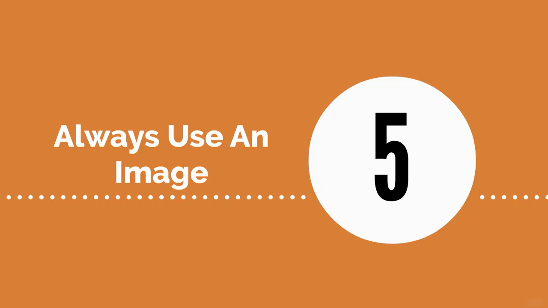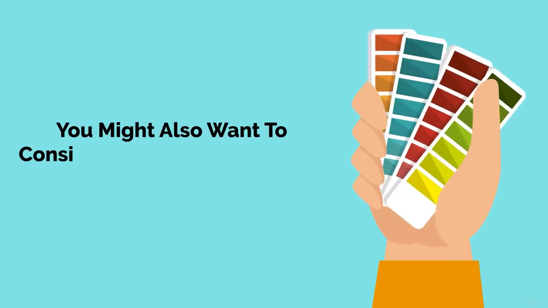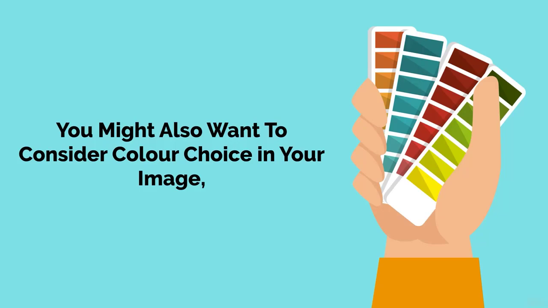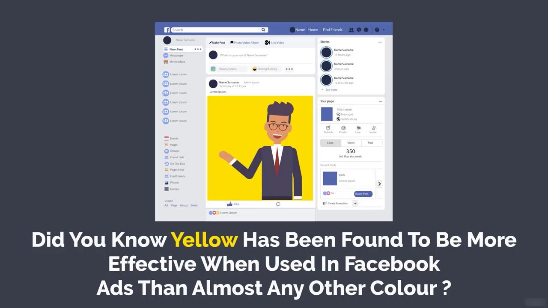5. Always use an image in your posts. Research has proven this increases your engagement rate by over 100%. You might also want to consider color choice in your image. Did you know yellow has been found to be more effective when used on Facebook ads than almost any other color?